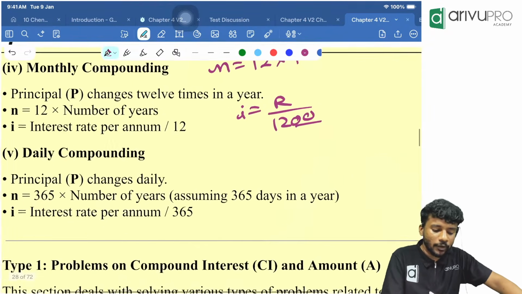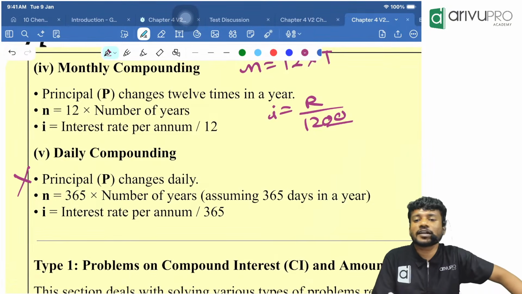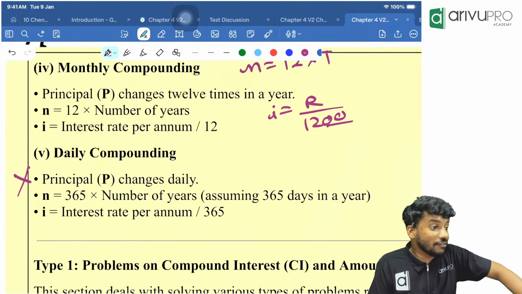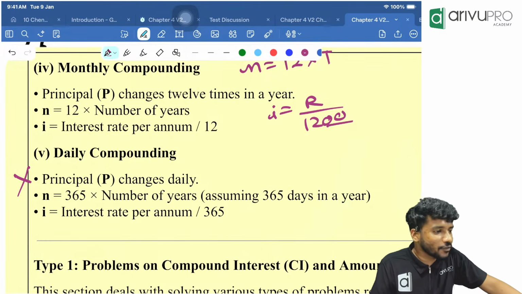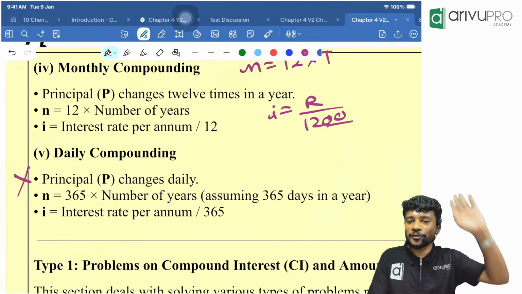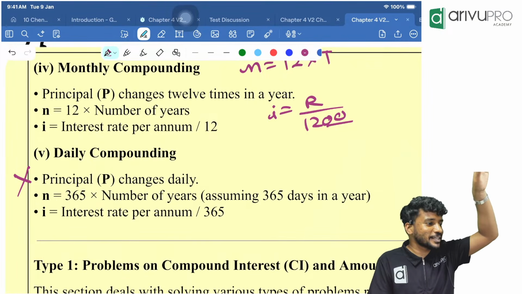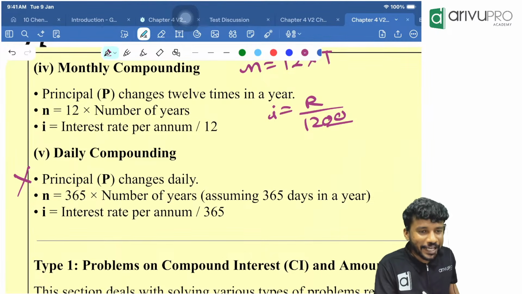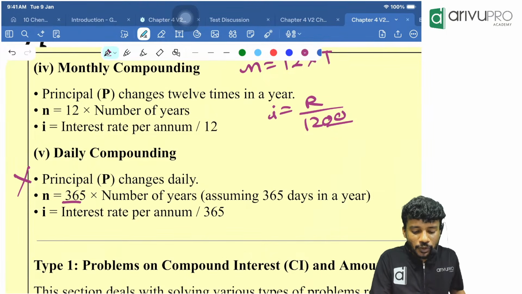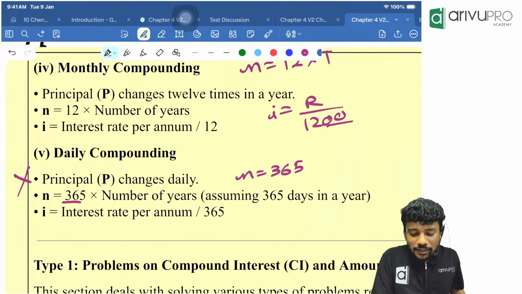Then daily compounding, which will never come for examination. If they want to ask, they might ask a theory question. Other than that, it will never come for examination because no one is going to multiply with the power 365 and all. We are not going to get the answer. So daily compounding is nothing but n is equal to 365 into number of years.